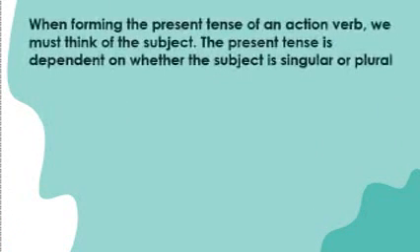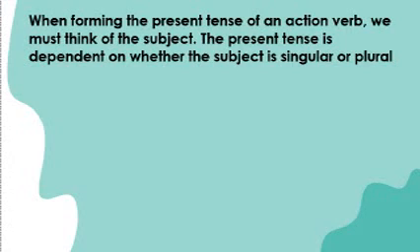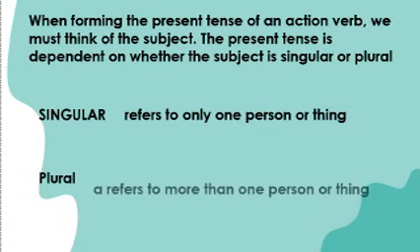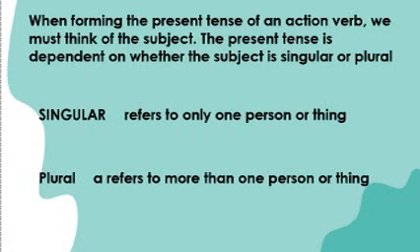Next is, when forming the present tense of an action verb, we must think of the subject. The present tense depends on whether the subject is singular or plural. When we say singular, it refers to only one person or thing. Again, the subject is only one. When we say plural, it refers to more than one person or thing. It means it is two or more persons.